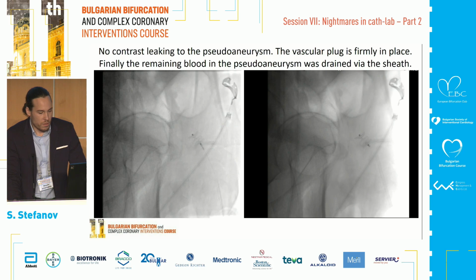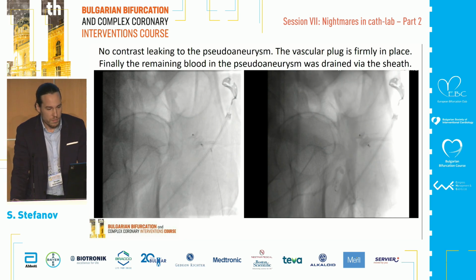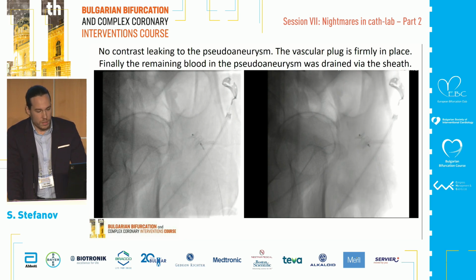And you can see on the right angio that there is no contrast leaking to the pseudoaneurysm. It's completely isolated, and the vascular plug is firmly in place. After that, through the sheath, we drained the remaining blood in the pseudoaneurysm.